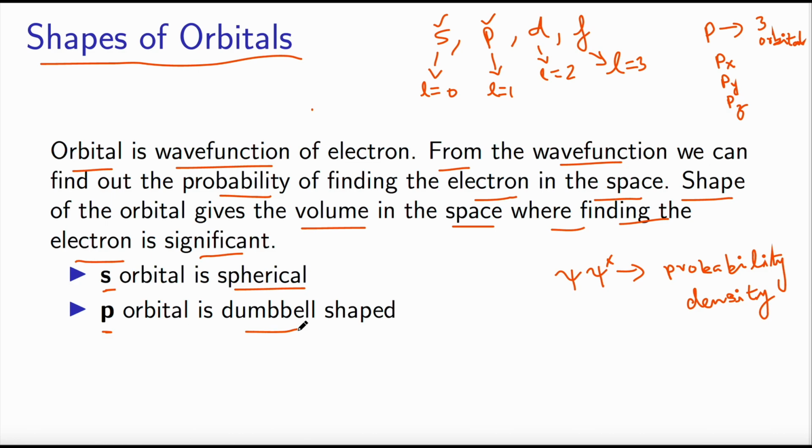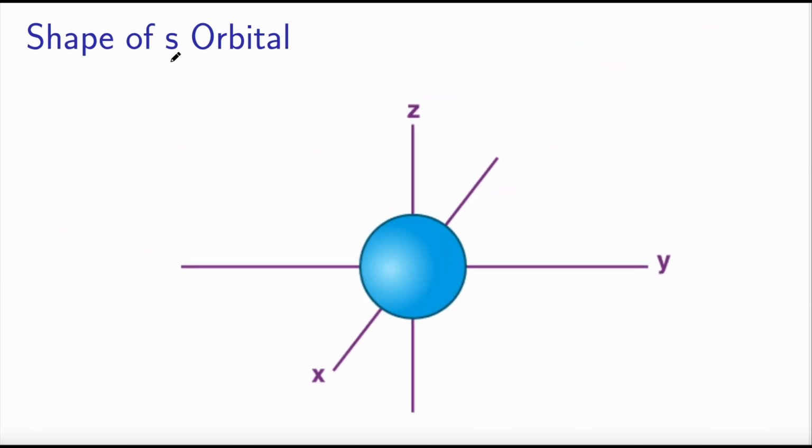What do we mean by that? This is the shape of the s orbital. This is my z axis, this is my y axis and this is my x axis, and you can see a sphere. We are considering the electron inside the hydrogen atom. The probability of finding the electron is significant inside the sphere. This is my s orbital, spherical in shape.